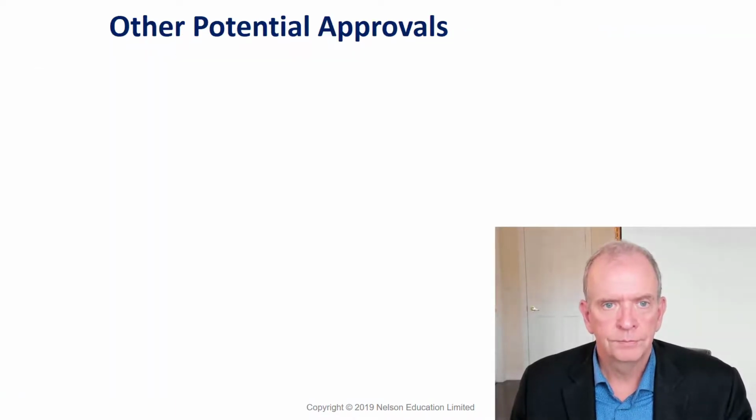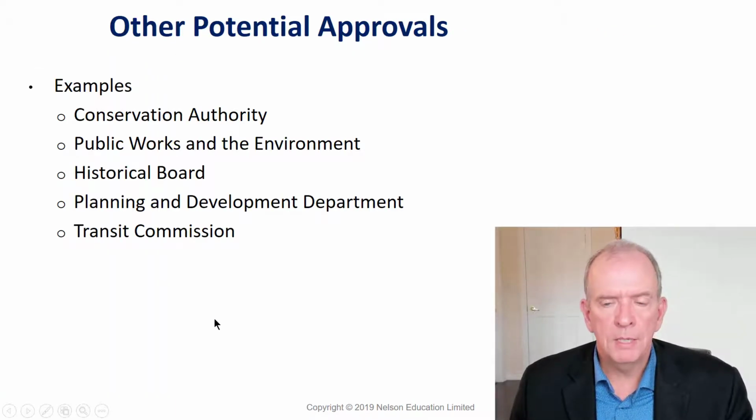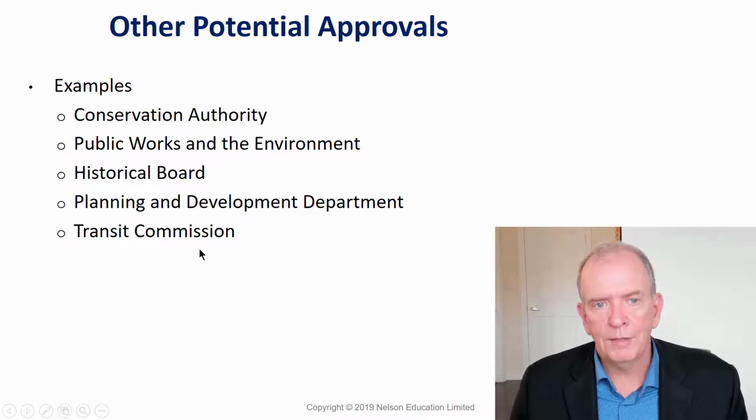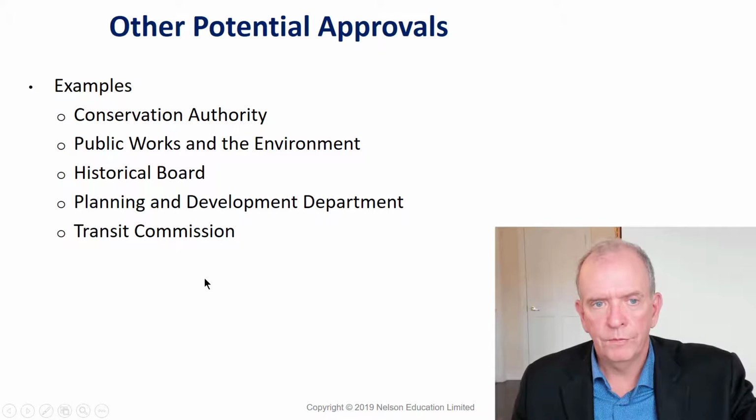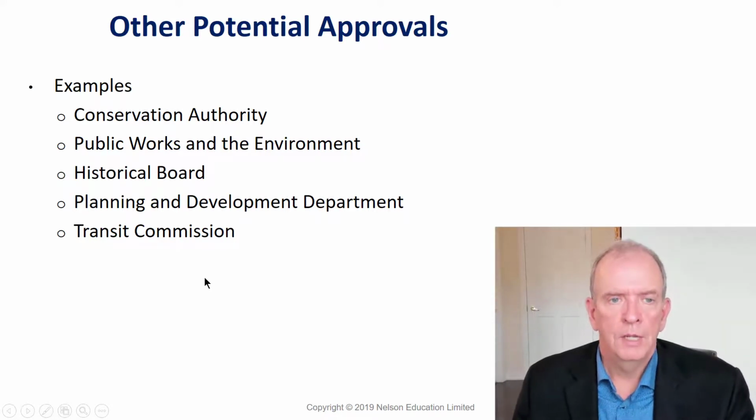So other approvals that may come into the process: conservation authorities, public works, historical boards, planning and development department may have other approvals for certain areas, and the transit commission. So you can't just build a house or a condominium building on top of where you've got subway tunnels and things of that nature. The good thing about these ones is there will be flags on your property, and the building department would tell you, you've got to get this approval first. You've got to get this approval next.